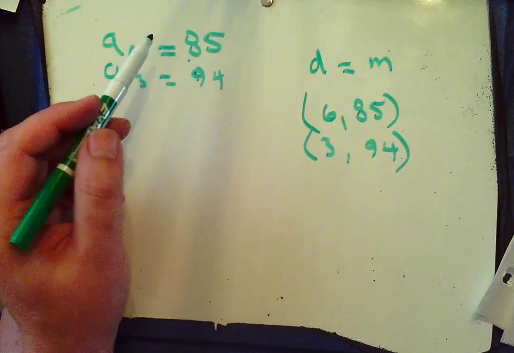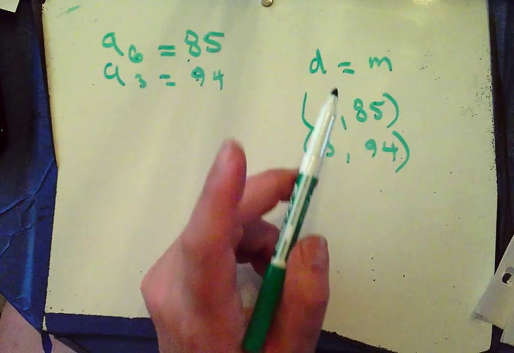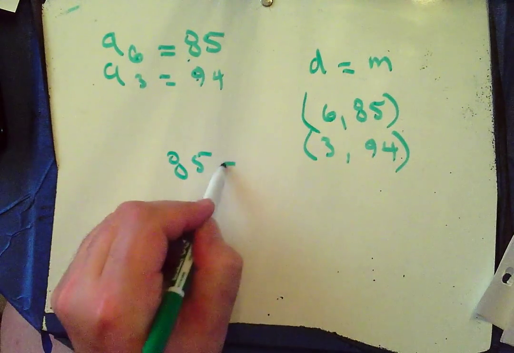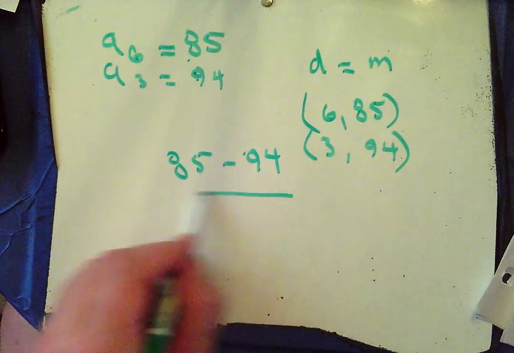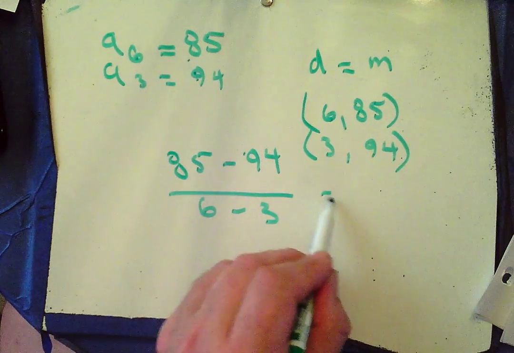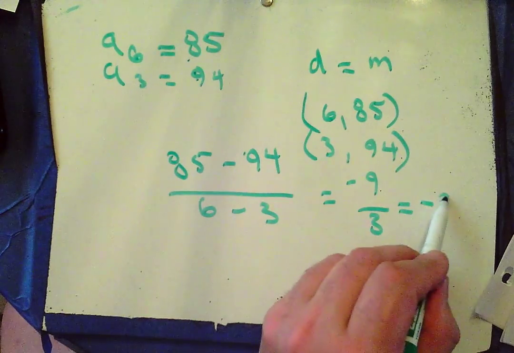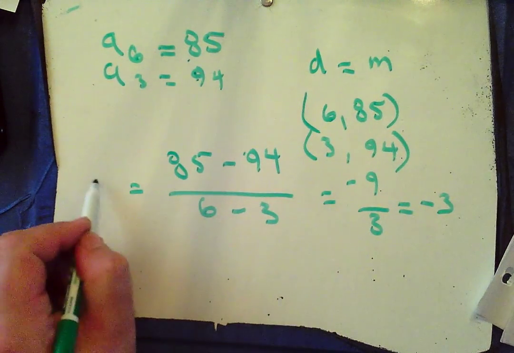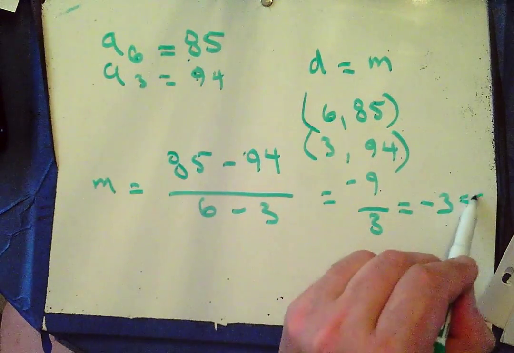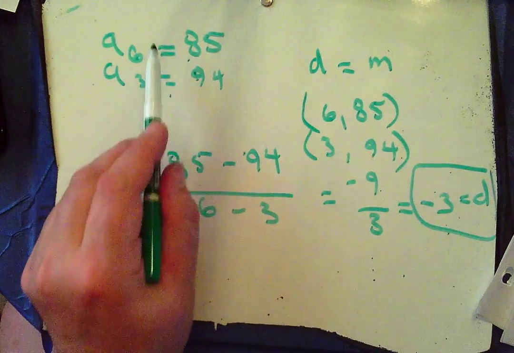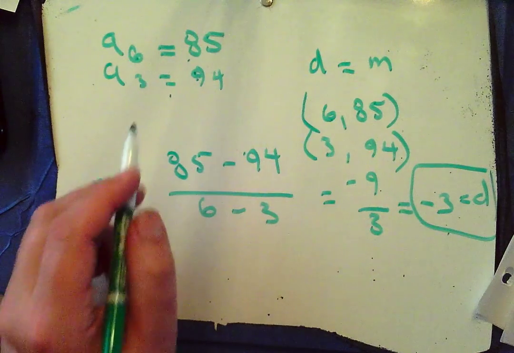So instead, what I'm going to say is, well, let's use our slope formula. 85 minus 94 over 6 minus 3. And so that's negative 9 over 3, or negative 3. Now that's slope formula, but that's also d. So now I know d and two values from my sequence.